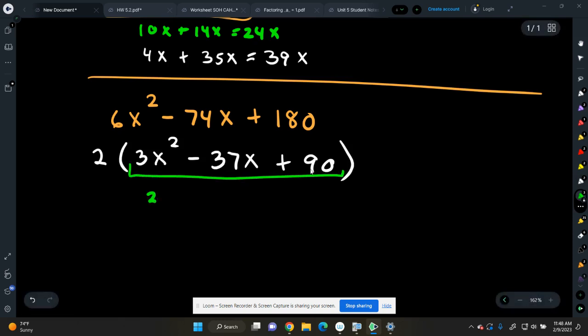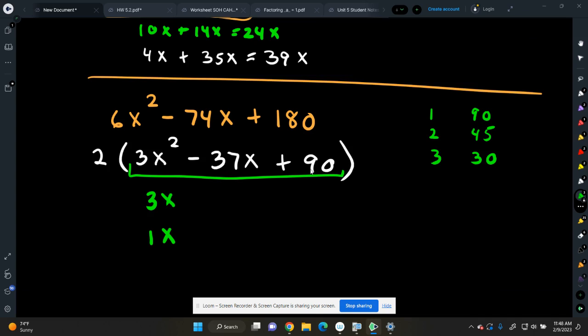So we do 3x and 1x. All right, let's look at our possible factors for the 90. 1 and 90. 2 and 45. 3 and 30. Does 4 go into 90? No. 5 and 18. 6 and 15. 9 and 10. Those are our possibilities.